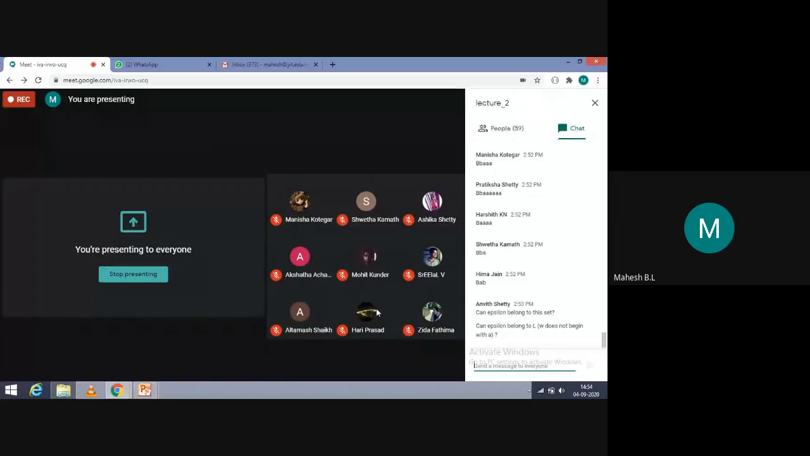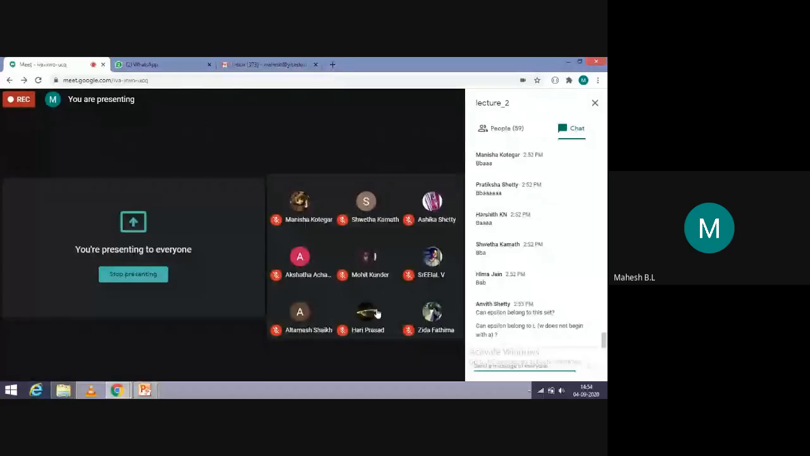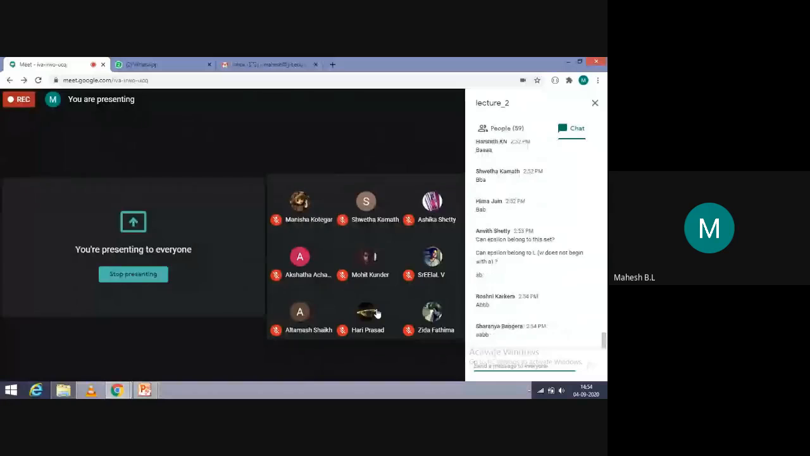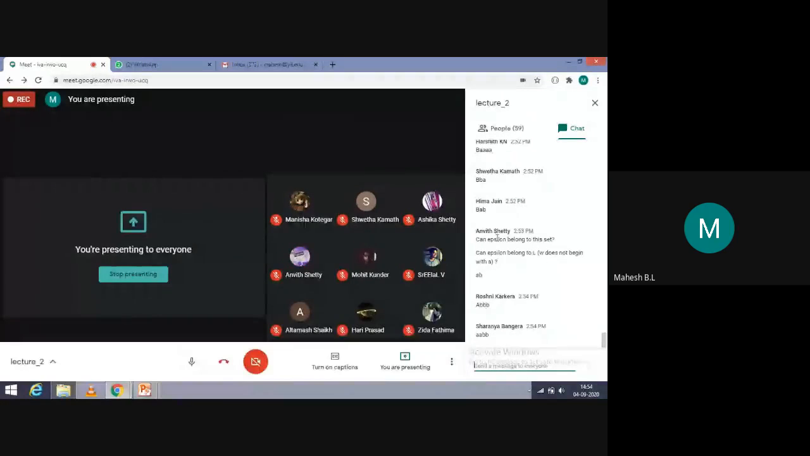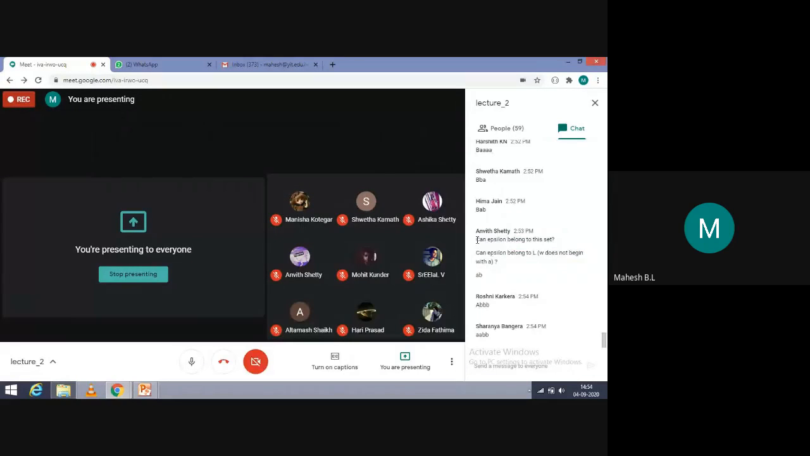Anmit is having a doubt in the previous one. Okay, let's clear that. One second. Here, you can view the chat box, right? Highlighted chat box, you can view, right? Yes, Anvit. Whatever highlight I do, you can see, right? Okay.